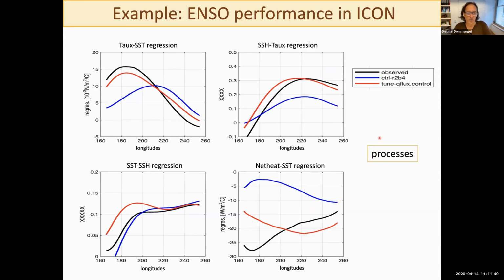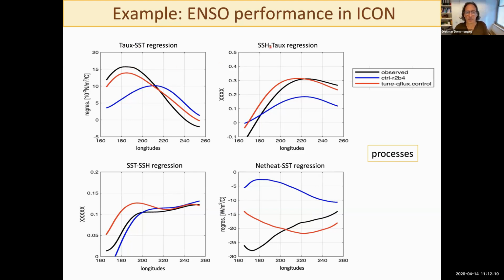And this is now about processes. This is mostly about the Bjerknes feedbacks and the net heat flux feedback. I look at basically regressions here. This is a regression between wind stress and SST. That should be fairly strong in the central to west Pacific. The control one was way too weak and displaced, and the flux corrected one is way better.